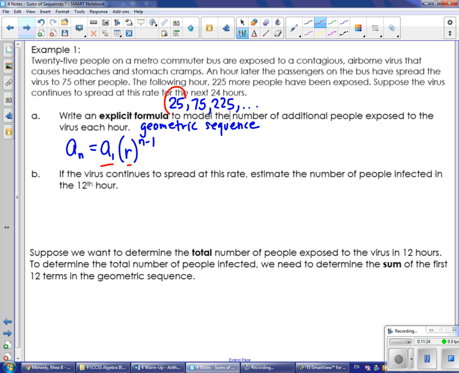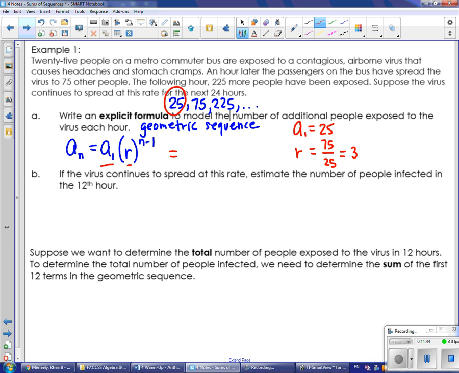Well, a sub 1 is just going to be the first term. It's the initial amount of passengers on the bus that had these symptoms. So that's going to be my first term. So a sub 1 is going to be 25. And then I need to figure out my common ratio. And again, I can do that. If you can't see it in your head, you're just going to take the second term and divide it by the first. And we're going to get 3.